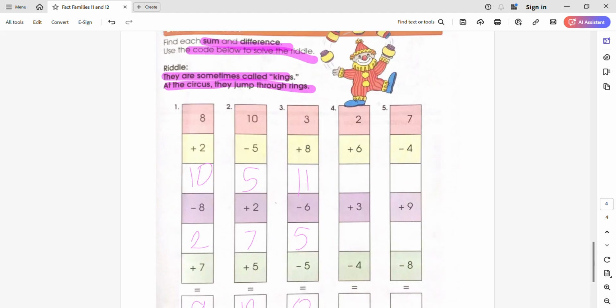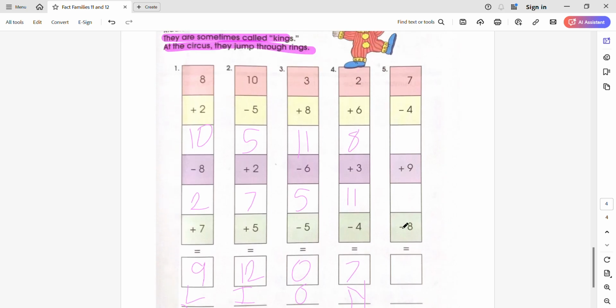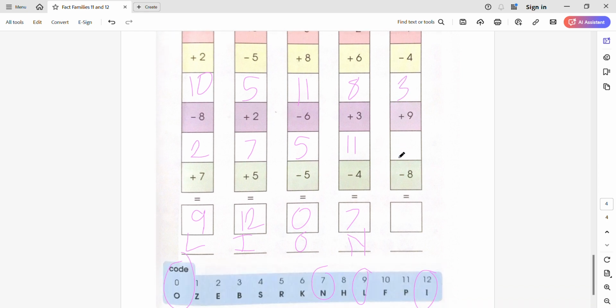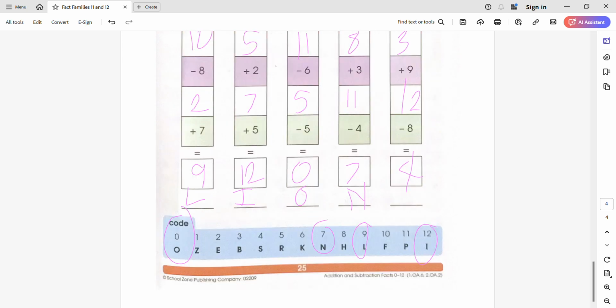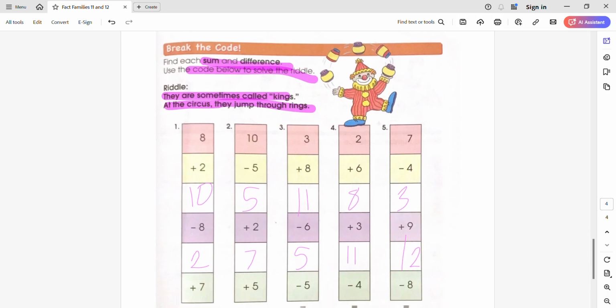2 plus 6 is 8. 8 plus 3 is 11. 11 minus 4 is equivalent to 7. 7 will be N. Oh, lion? Lions, maybe? 7 minus 4 is 3. 3 plus 9 is 12. 12 minus 8 is 4. 4 is S. Okay, so the code is lions.